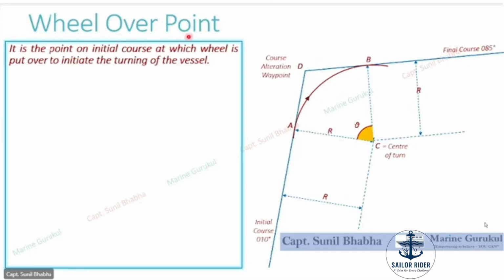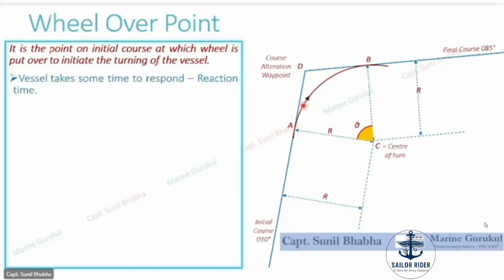Now, the wheel over point is the point on the initial course at which the wheel is put over to initiate the turning of the vessel. Now we have the diagram of this turn on the screen. It is at point alpha when the ship is moving on its initial course and it reaches point alpha. This is the point where the vessel starts to move on the curved path.